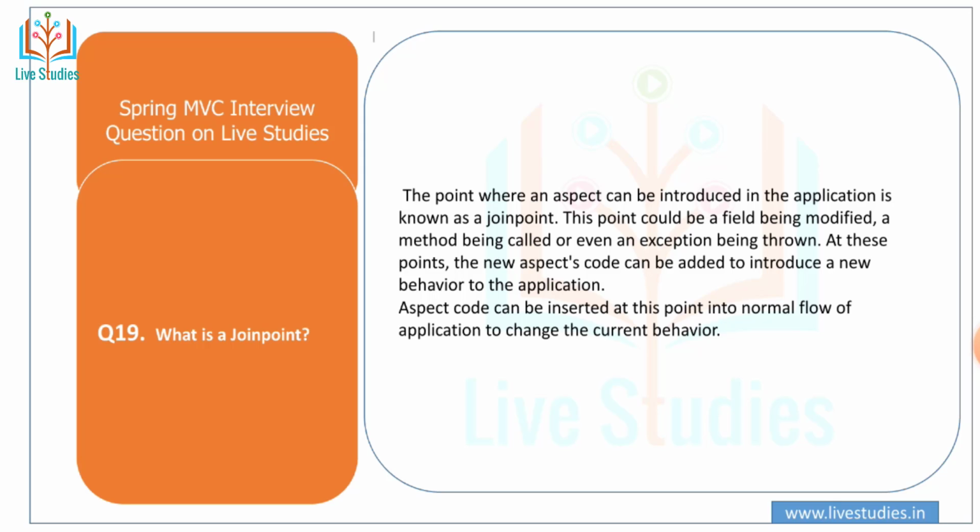What is a join point? We just discussed it a few minutes before. The point where an aspect can be introduced in the application is known as a join point. These points could be a field being modified, a method being called, or even an exception being thrown. At these points, the new aspect's code can be added to introduce a new behavior to the application. Aspect code can be inserted at this point into the normal flow of the application to change the current behavior.